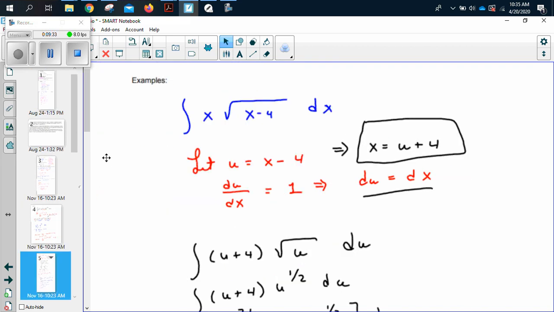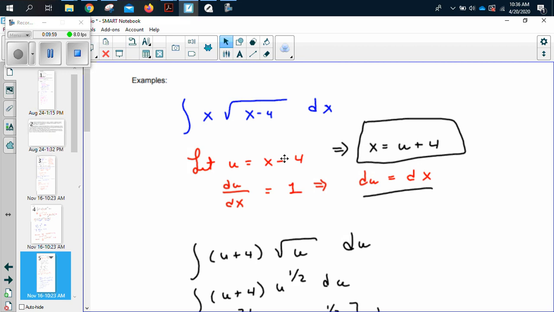Now this one's a little bit different because I'm going to let u be the inside function, but then my du/dx is just a 1, and so du equals dx. But I've got this x here that I need to do something with, because remember, you need to have everything in terms of u. So you need to change everything to be in terms of u. So I've got to change this x to be in terms of u.